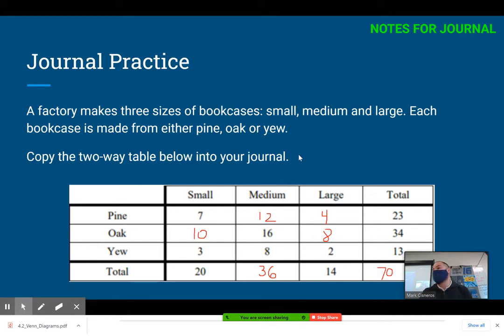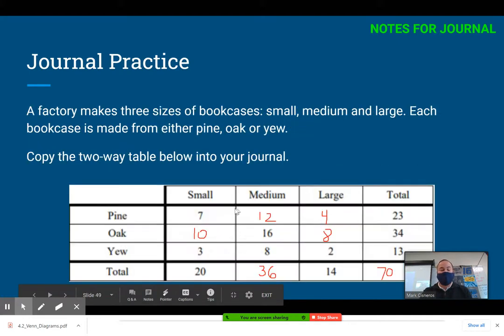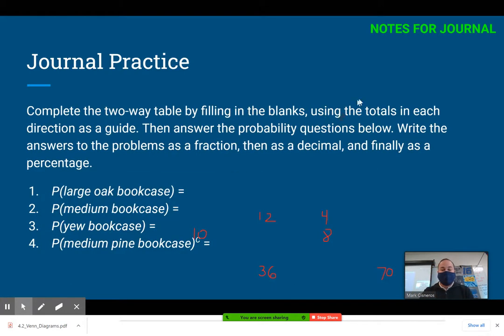And the last one is the one that's going to be a little bit different. It says the probability of a medium pine bookcase, but it has that C at the top. A medium pine is 12 out of 70, but that C means the probability of that not happening.